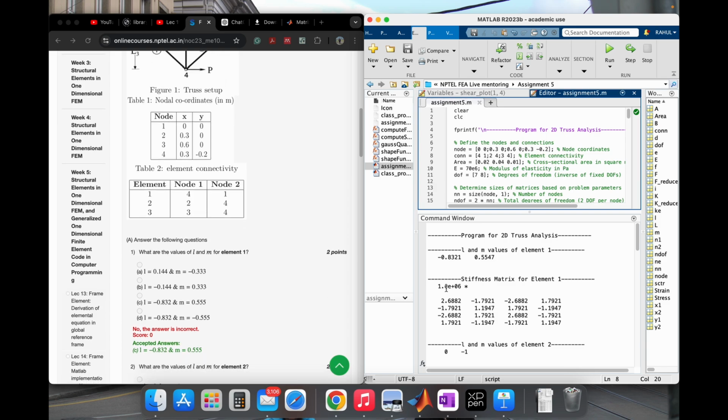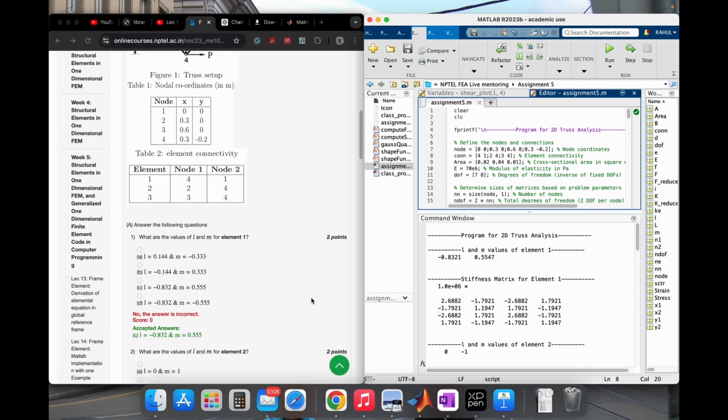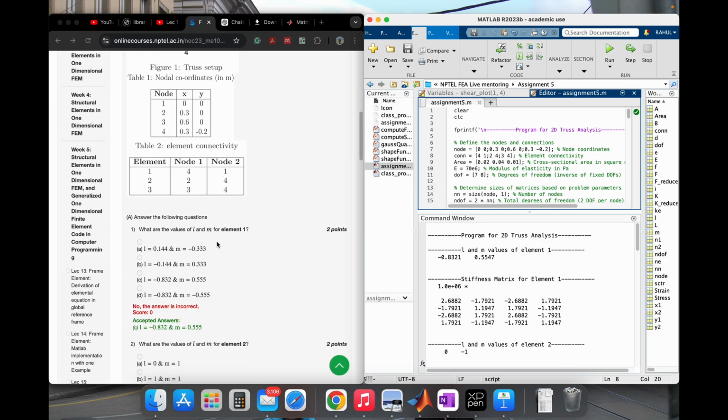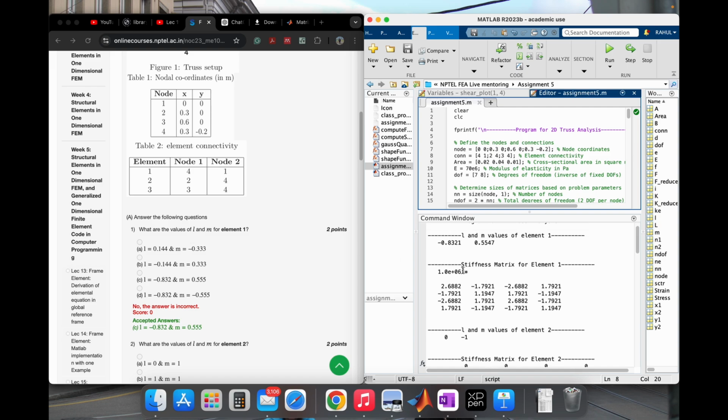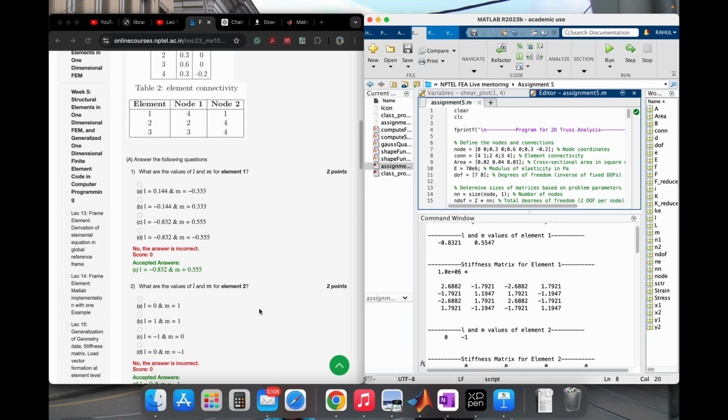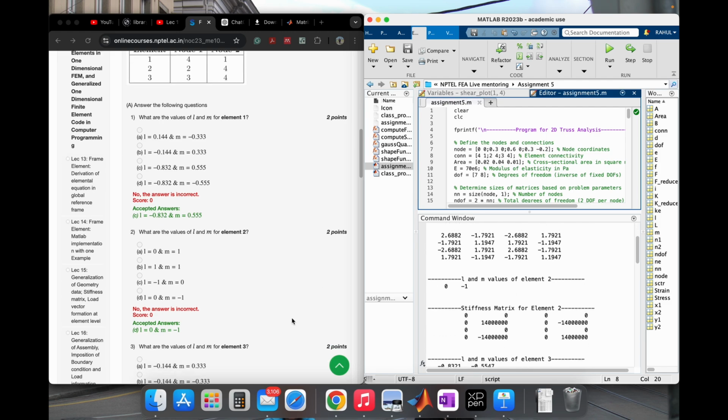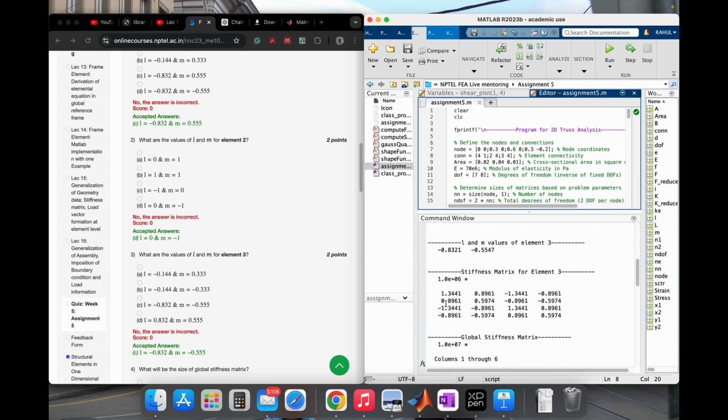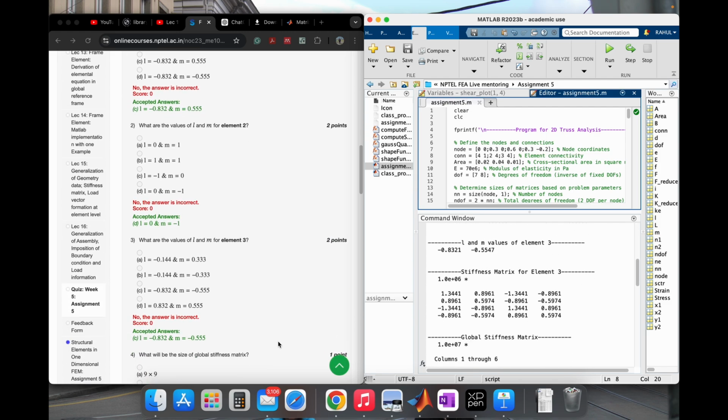Now we will try to match the solution we are getting. Here we can see the value of L and M for element 1. It will be minus 0.8321, 0.555. For element 2 it will be 0 comma minus 1. For element 3 it will be minus 0.832 and minus 0.555.